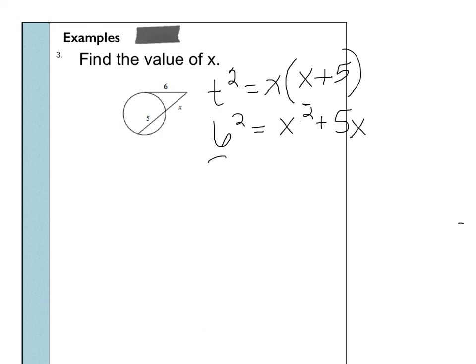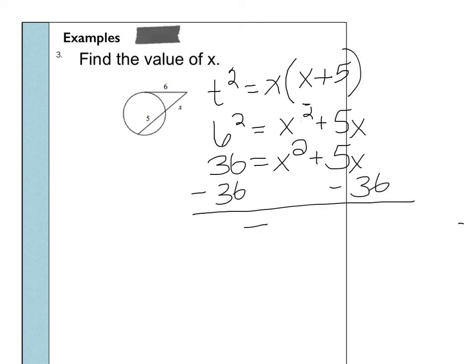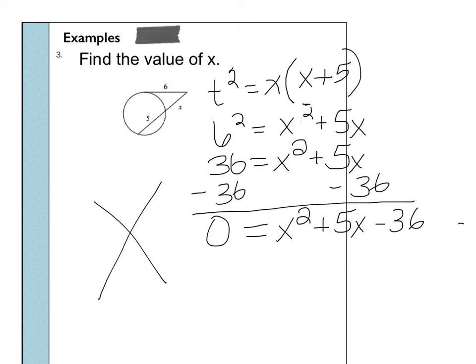Now let's plug in what we know. 6 squared, I'm going to simplify that to 36, equals x squared plus 5x. We've got to get everything on one side. Subtract 36 from both sides. You see we've got x squared there. So now we've got x squared plus 5x minus 36. This is a quadratic, and we're going to have to figure out what two factors are going to multiply to negative 36 but add up to 5. Is it 6 and 6? Wrong. 6 and 6, or even 6 and negative 6, might multiply to negative 36, but they don't add to 5.